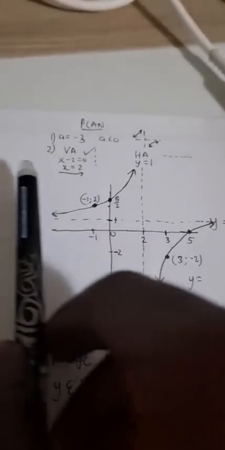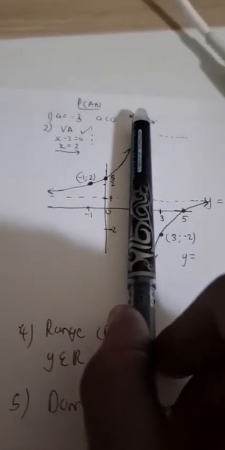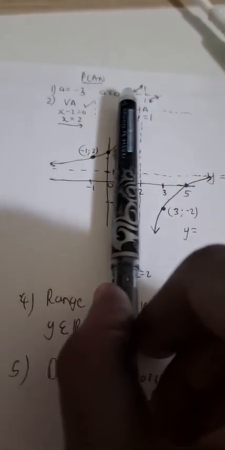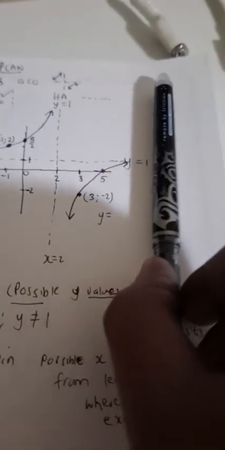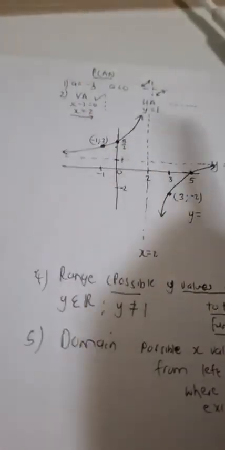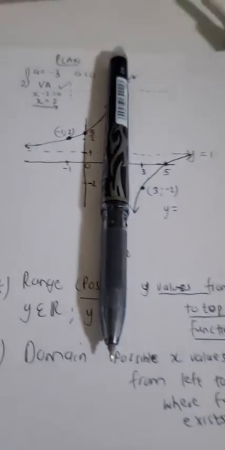So when we write the domain, we are looking first and foremost from the left. We are moving from the left, asymptote, function doesn't exist, all the way to the right. So there's one place where the function doesn't exist, and that is on the asymptote. The function ceases to exist on the asymptote. So therefore we say, again, x is an element of real numbers.